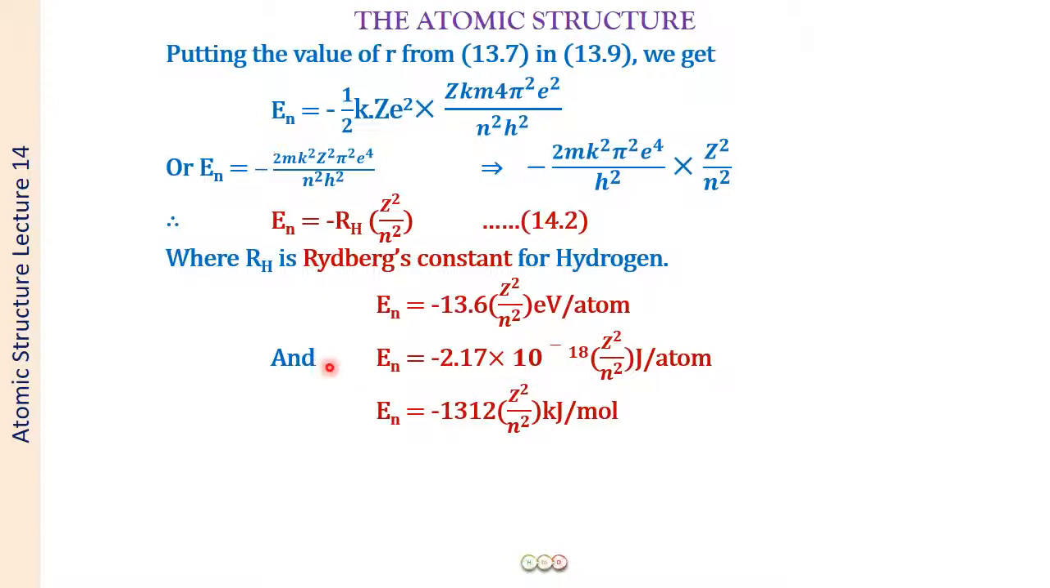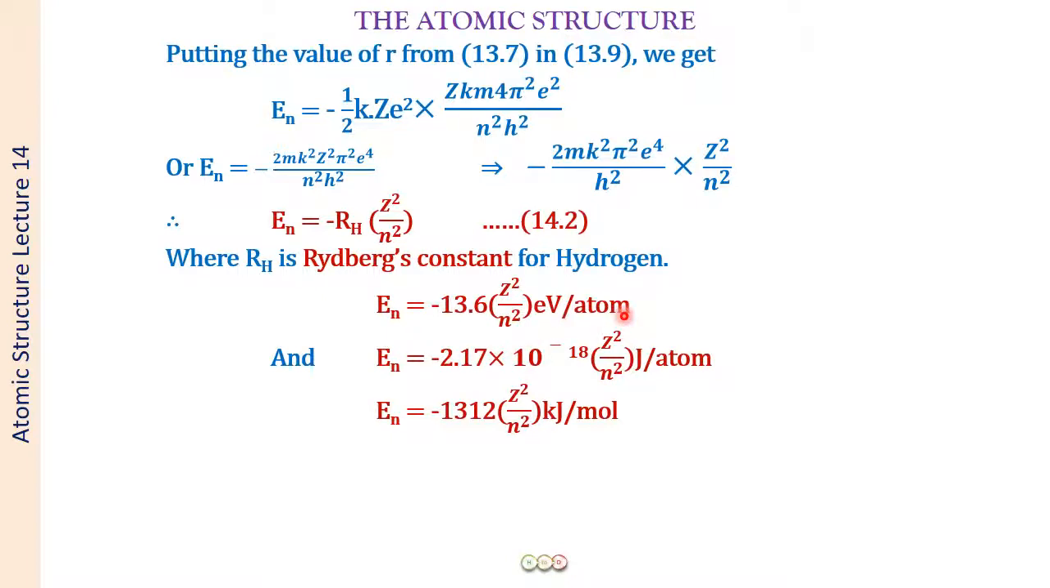Okay, so the energy of the electron in an orbit becomes minus 2.17 into 10 power minus 18 Z square by n square joule per atom. And if we want the energy in electron volt, this energy is going to come up to minus 13.6 Z square by n square electron volt per atom.